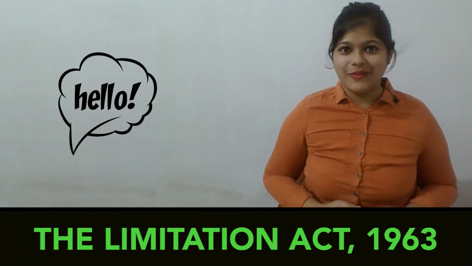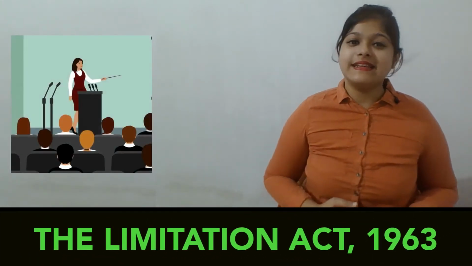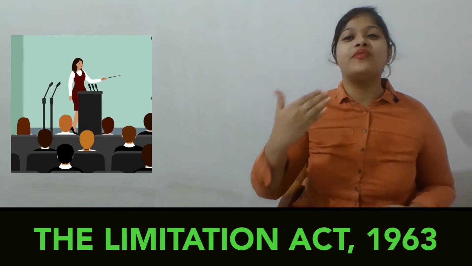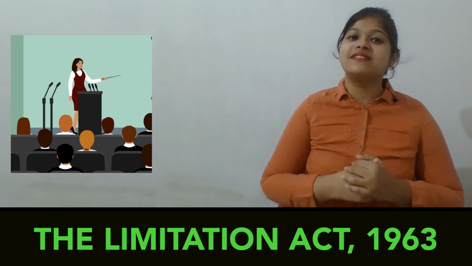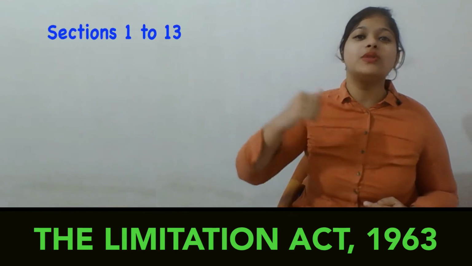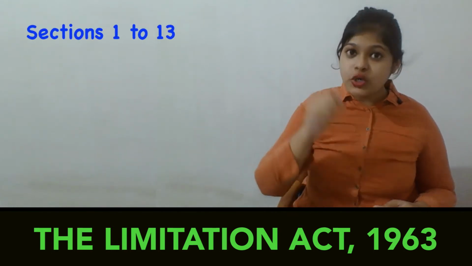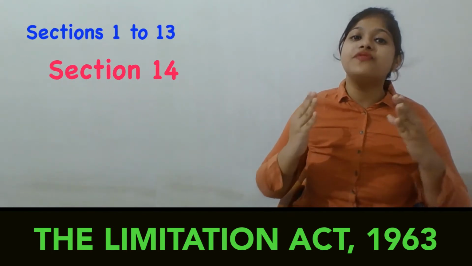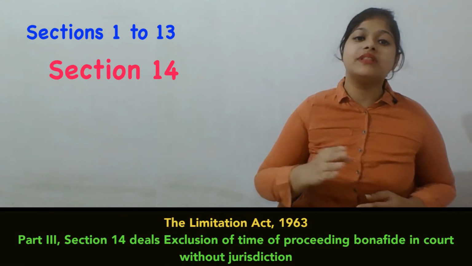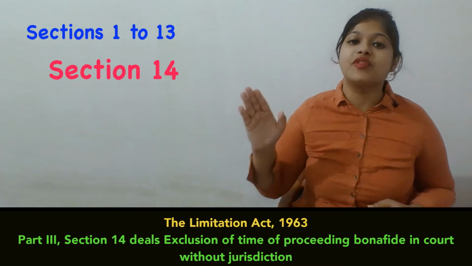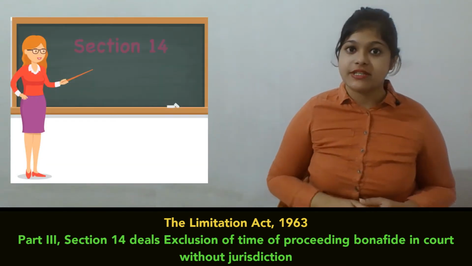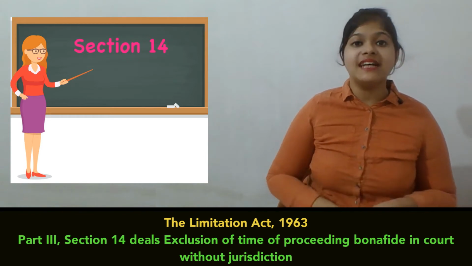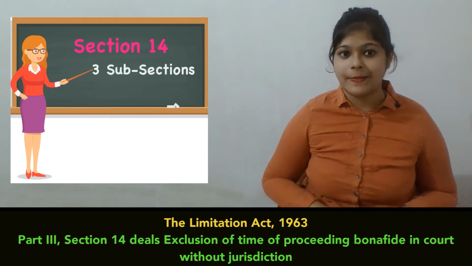Hello everyone. Welcome back to the series where we are discussing various sections of the Limitation Act. By now I have discussed sections 1 to 13 of the Act, and today we will discuss section 14 of the Limitation Act. Section 14 deals with the exclusion of time of proceeding bona fide in a court without jurisdiction. Section 14 has 3 subsections.